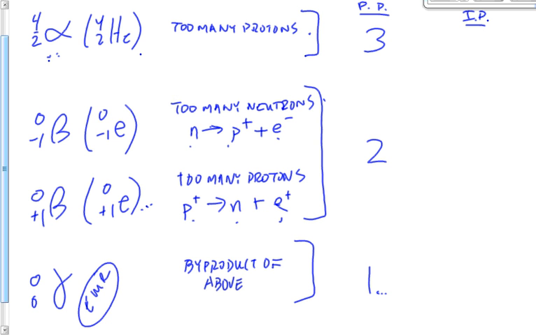Which one has the highest ionizing potential? Which one can ionize atoms the best? I use that term loosely, right? The best, because usually we don't want it. Alpha decay, right? Or alpha particles. And of course, beta's the fence sitter, right? Beta's going to be next. It's going to be in the middle. And gamma has the least ability to ionize matter.